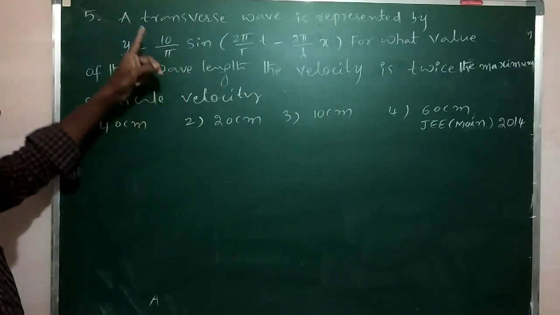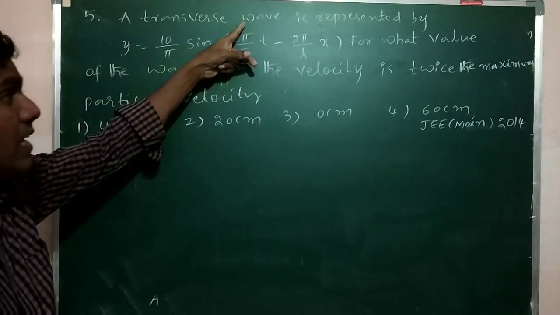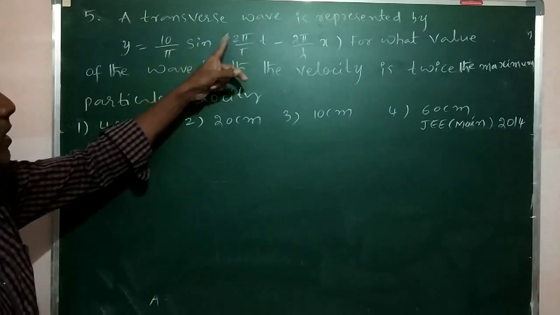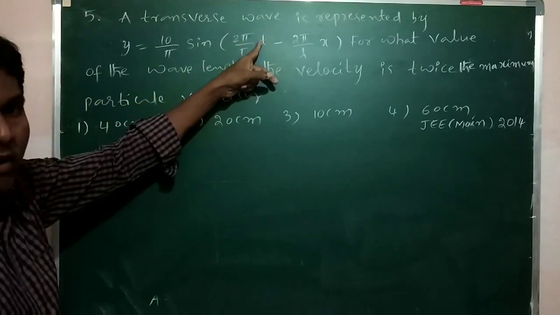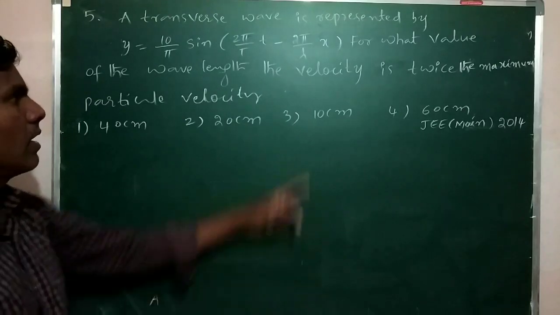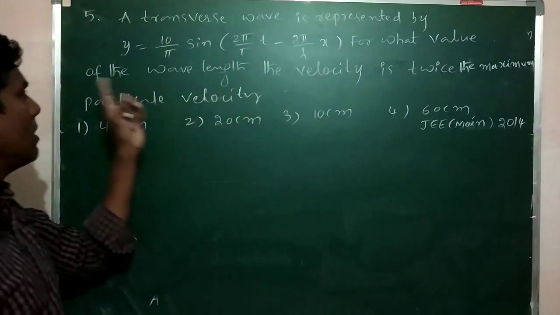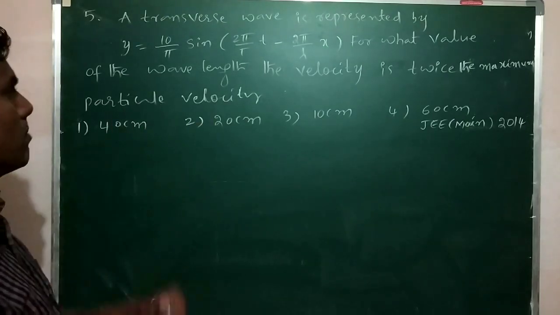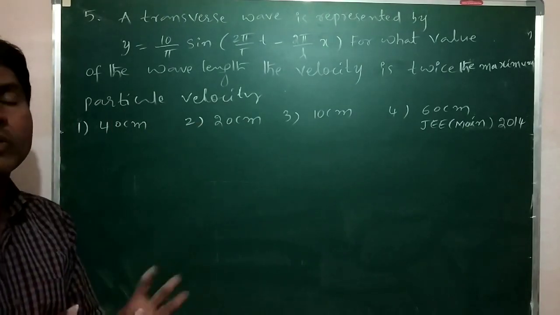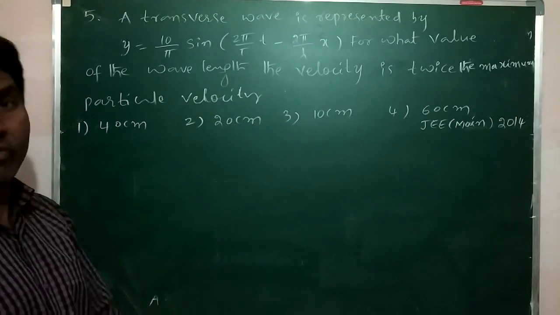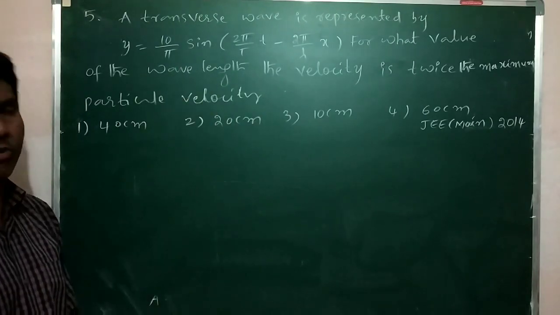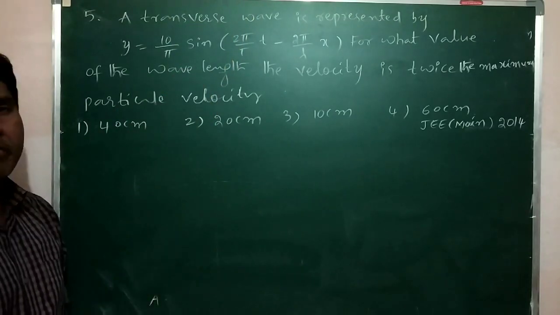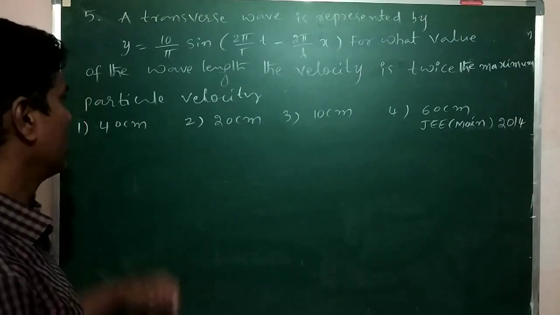So the next question is, a transverse wave is represented by y equal to 10 by pi sine of 2 pi by capital T into small t minus 2 pi by lambda into x. For what value of the wavelength is the wave velocity twice the maximum particle velocity? We have to calculate the wavelength from this question. It came in JEE Mains in 2014.